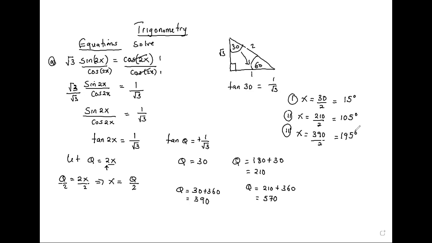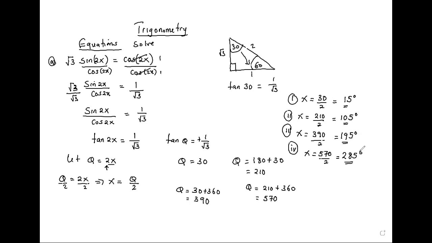Then x is equal to 570 over 2, which is 285. So these are the values of x, in degrees. So that's how you find your angles.